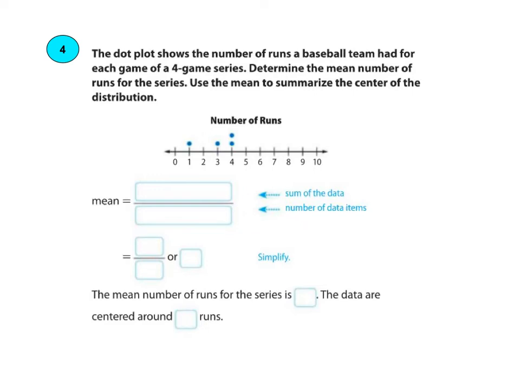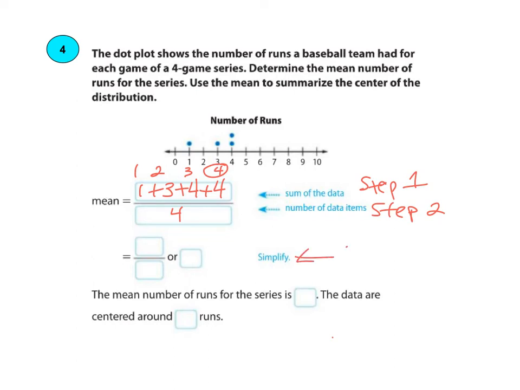Okay, hopefully you were able to work out this problem, and now we're going to review it together. So step 1, remember, is to take the sum of the data. Again, we have number of runs, and we have 4 values here. We have 1, we have 3, we have 4, and we have 4 again. Step 2, I need to count up the number of data items. So 1, 2, 3, 4. We have 4 data items. That's what number goes in my denominator.